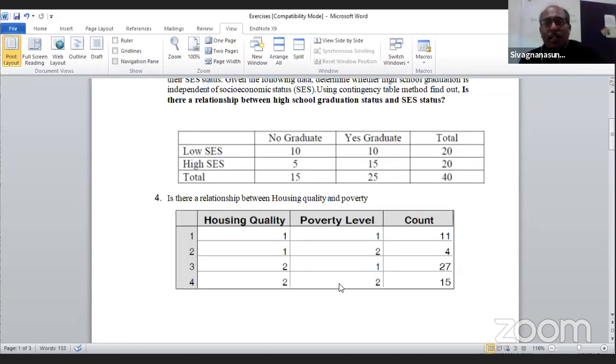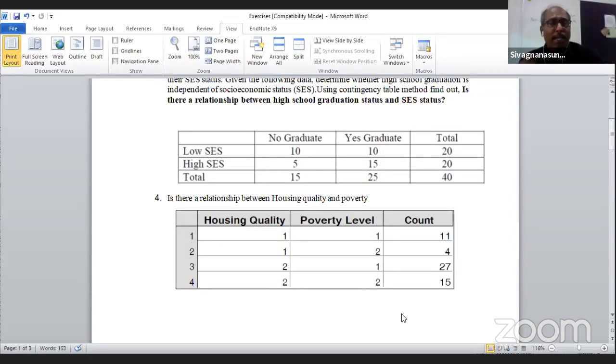So how to enter the data? You have to straight away enter the data in SPSS in the same format. First column housing quality, second column poverty level, third column count. Then what you're supposed to do is Data, Weight Cases, and then do the cross tabulation under descriptive statistics, select the chi-square test. Tell me, is there an association between housing quality and poverty level?